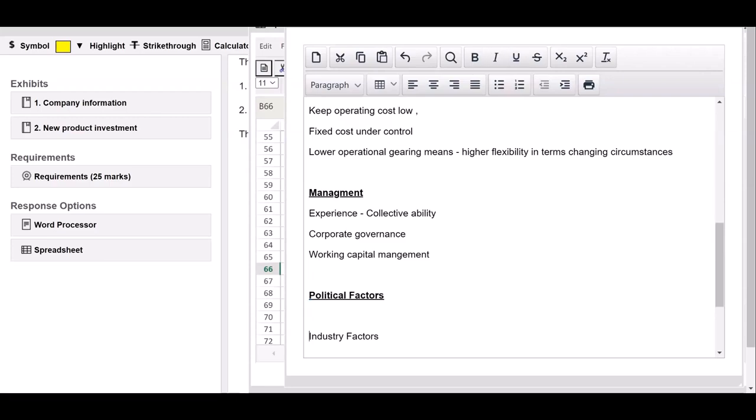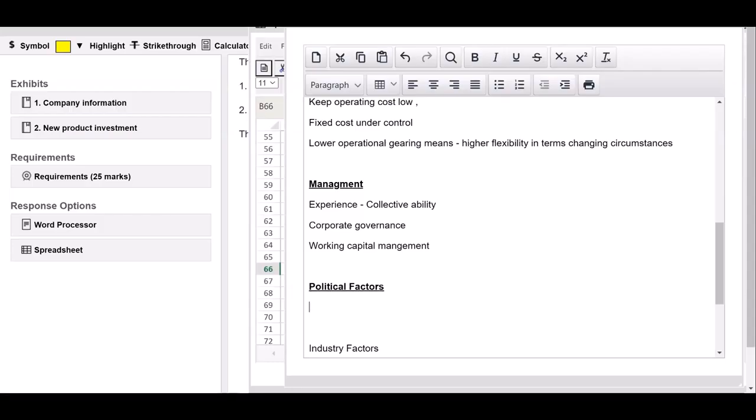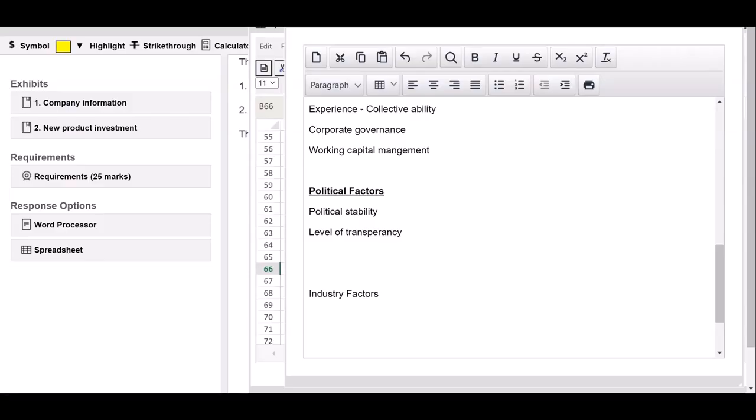Now, as far as the political factors are concerned, what is the political stability? It's about political stability, the level of transparency the government is giving us, and also the country specific threats. What are the country specific threats? Such as the appropriation of assets and remittance controls. So these are things that are politically important.